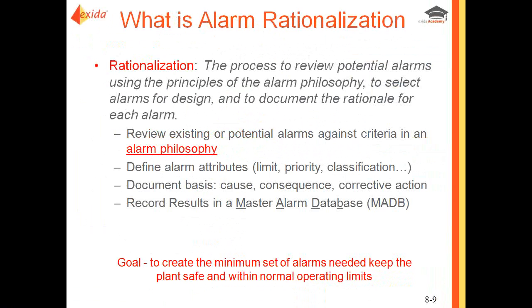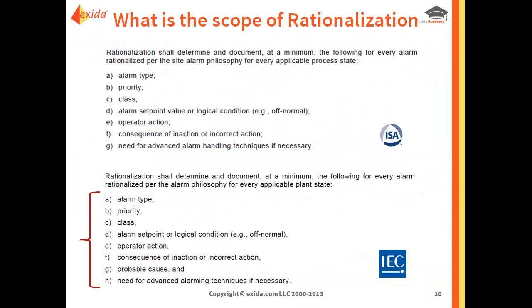As part of rationalization, we will also define the key alarm attributes, such as the alarm limit or set point, its priority, its class. We'll document the basis for the alarm. What's the likely cause or the reason that the alarm might go off? What's the consequence? And what's the corrective action that the operator needs to take? The results of rationalization are typically documented in something called a master alarm database. In this case, we're going to be using the SILAlarm tool as our example of both a master alarm database and a tool to guide us through the rationalization process.